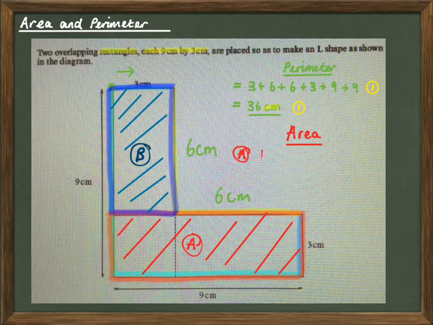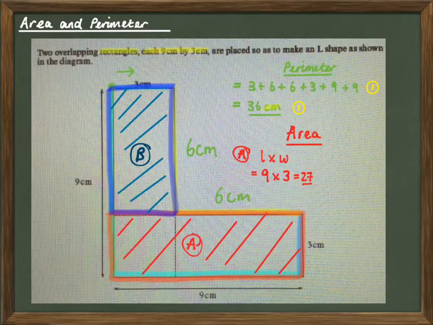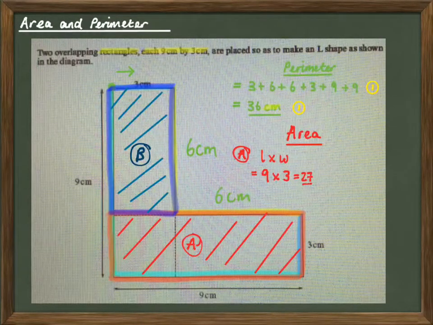The area of A, it's a rectangle, so in my head it's length times width. I know that about rectangles. The length is 9 across the bottom. You completely disregard the blue one at the moment. It's 9, and the width is 3. So 9 times 3 equals 27. Okay, nice and easy.